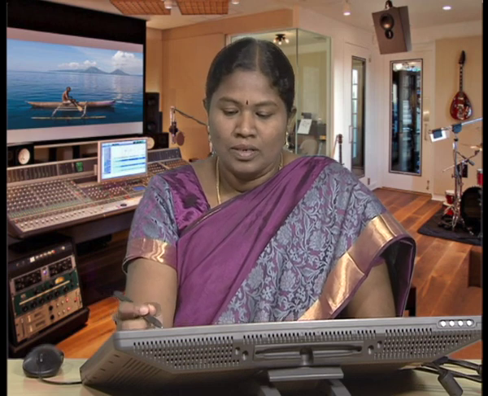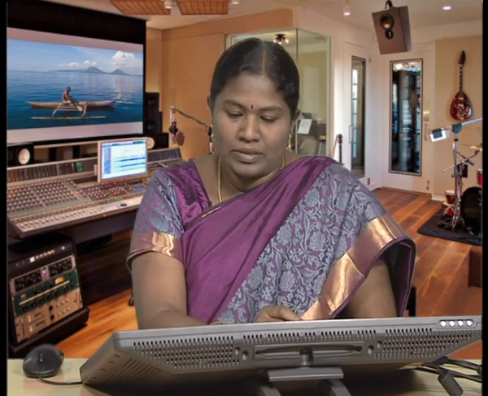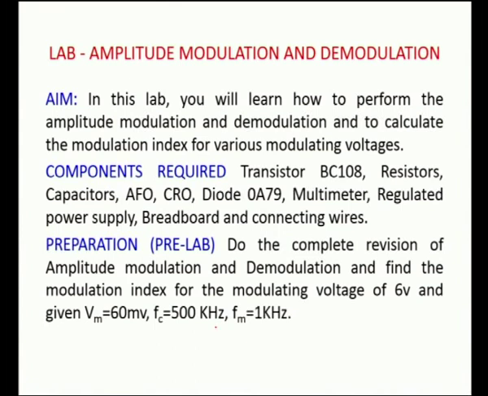demodulation are, and also mathematically try to calculate, for example, what will be the modulation index if the carrier voltage is 6 volts, Vm is 60 millivolts, Fc is 500 kilohertz, and Fm equals 1 kilohertz? What will be the modulation index mu? So, with this small amount of preparation, you then have to write a part of the theory in the lab process.